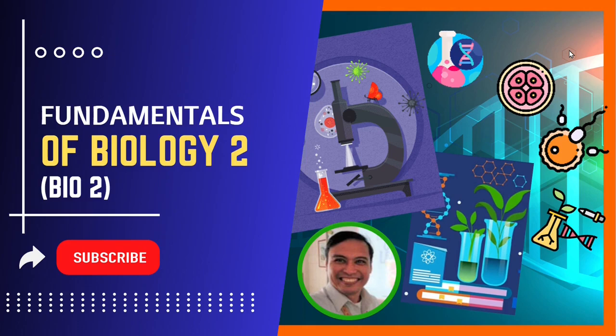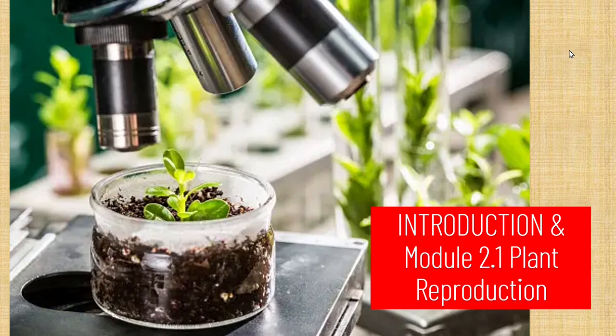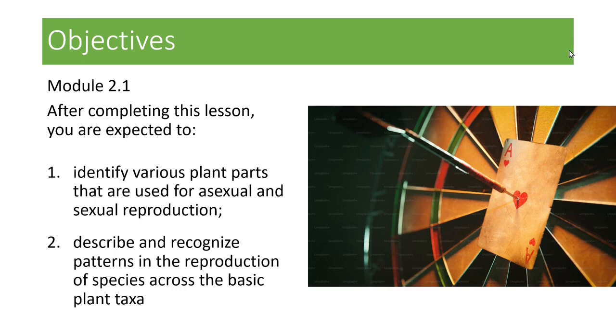This is our very first topic in this subject and we'll be discussing the introduction and Module 2.1, plant reproduction. Now for today's discussion, our objectives would be twofold. Number one, to identify various plant parts that are used for asexual and sexual reproduction. And number two, to describe and recognize patterns in the reproduction of species across the basic plant taxa.